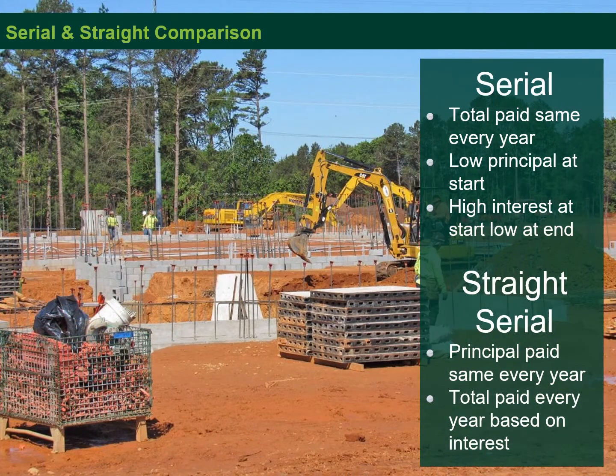So there's two ways to look at this when you look at a serial bond and a straight serial bond. With a serial bond, the total paid is the same every year. You have a low principal payment toward the beginning and a high principal payment toward the end. So as you pay on, the amount that goes toward interest and principal fluctuates during the term of the bond. The straight serial is where you pay the same amount of principal every year, and your total interest paid depends on how much principal you have.